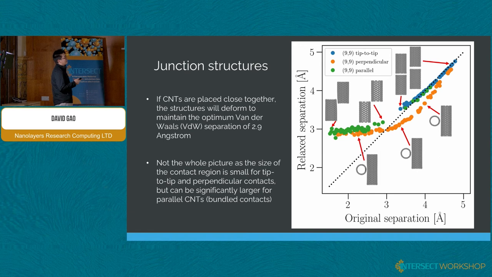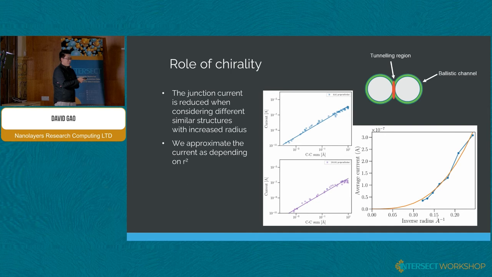Okay, so then we can think about what different factors have an effect on junction current, or on the current through nanotube junctions. And it's useful to just remember that if you have two nanotubes parallel to each other, you have these ballistic channels around the edge of the nanotube, and then you have a tunneling region in between them.